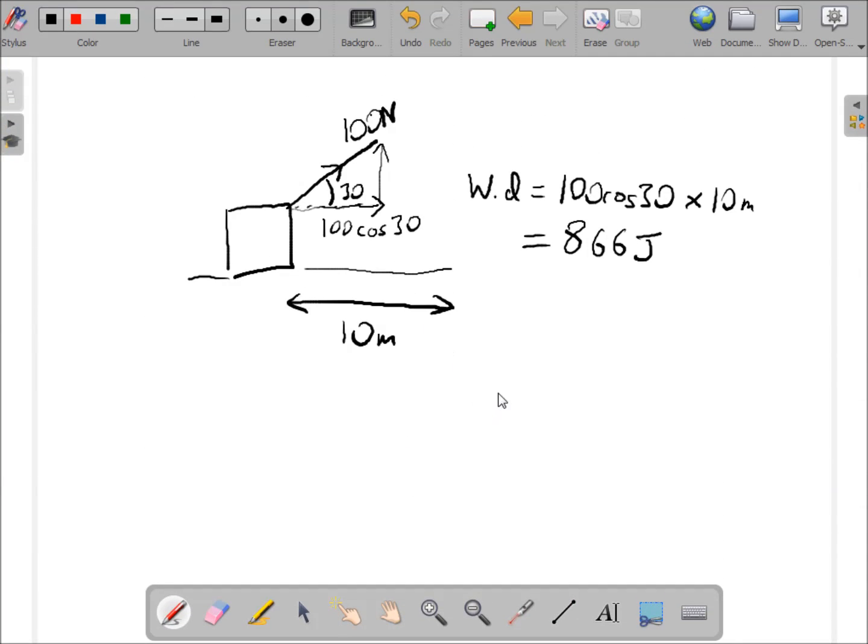So at this point, I think it would be worth you having a go at SAQ5 in chapter 6 of your textbook.